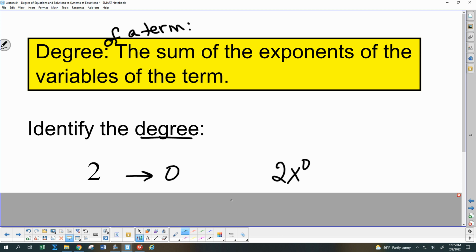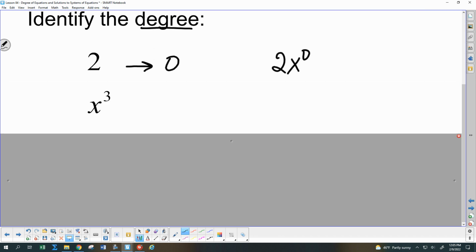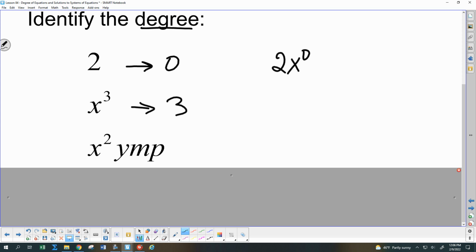Now, if I wanted to, I could also think of that as 2x to the 0. So I could put a variable in there with a 0 on it. x to the 0 is what? 1 times 2, so that's still 2. So that's another way of thinking about the constant has degree 0. If I did put a variable in there, the variable would have to have an exponent of 0. Okay, only one term here. What's the exponent? Come on, you guys, wake up. It would be a 3, so that degree would be 3.